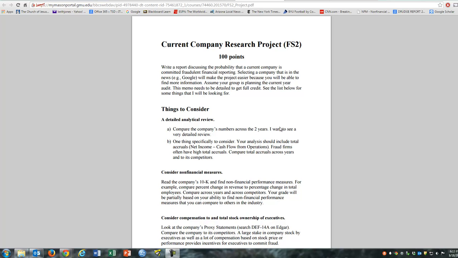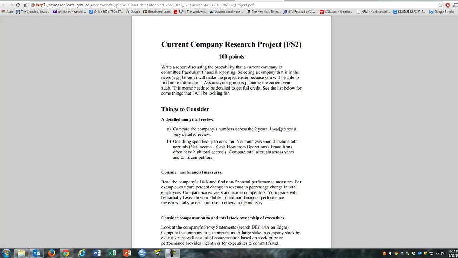Consider the industry. And one of the things you want to consider specifically is accruals. So compare net income to cash flow from operations. Companies that are committing fraud, the net income is not real, so there's going to be a big difference between net income and cash flow. But just because their net income is high relative to their cash flow from operations doesn't necessarily mean that they're committing financial statement fraud.